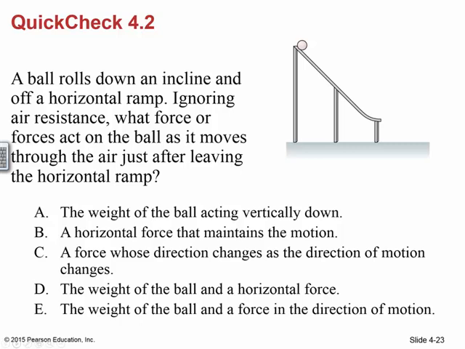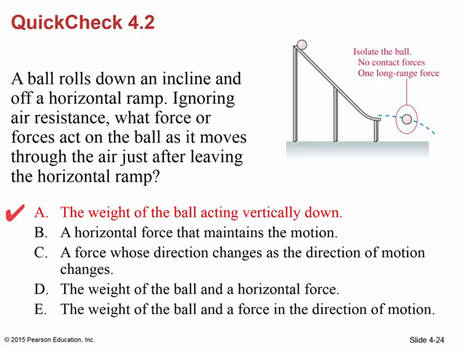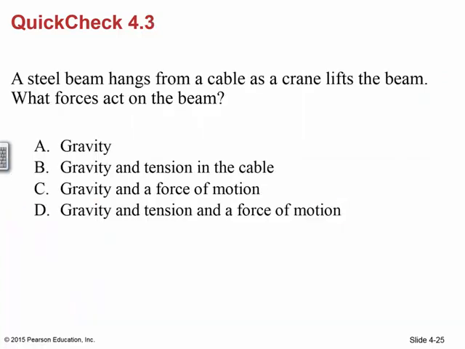Now, we've got a ball rolling down an incline off the horizontal ramp, ignoring air resistance. What force or forces act on the ball as it moves through the air just after leaving the horizontal ramp? Well, which one do you think it is? Let's see: the horizontal force that maintains its motion, the weight of the ball acting vertically down, the weight of the ball in the horizontal, the weight of the ball and the force in the direction of motion. Which one do you think it is? Well, of course, it's the weight of the ball. That's it. If you remember from the previous chapter, I think it was chapter 3, we were talking about projectile motion. The only force acting on it once it leaves is that one right there, the weight, gravity, mg, okay? That's it. Once it leaves the ramp, that's all that's acting on it, okay? And you should remember that from chapter 3.